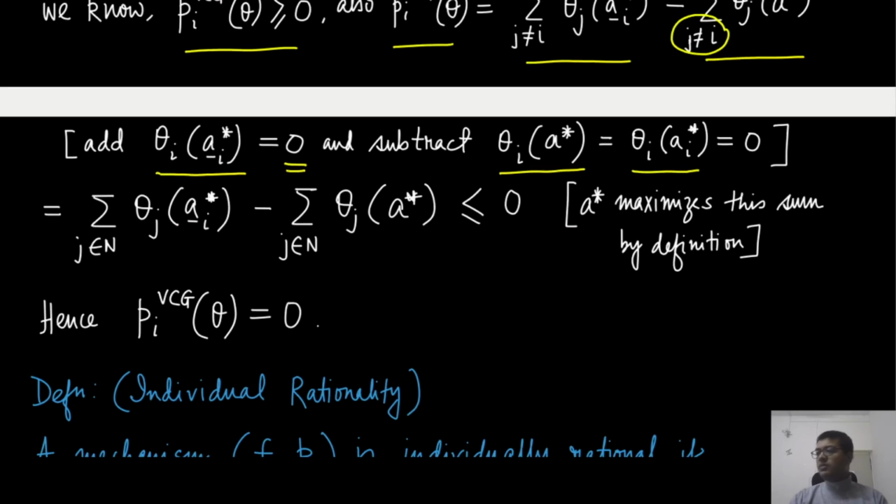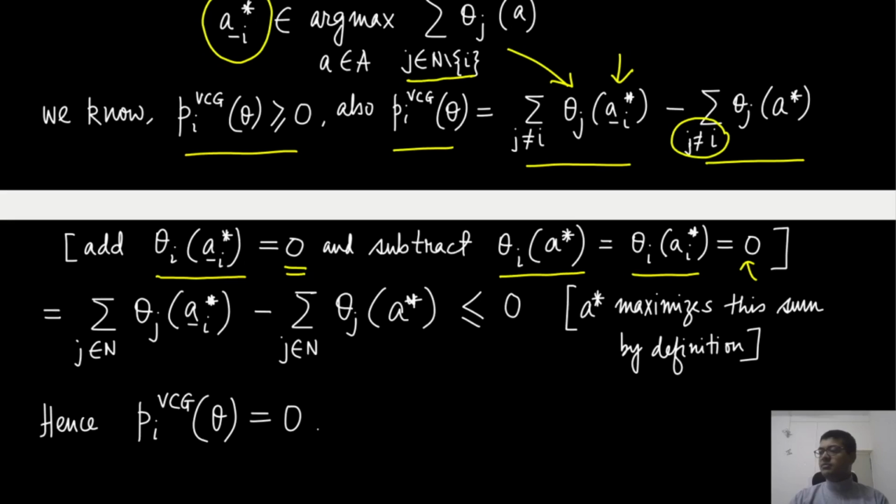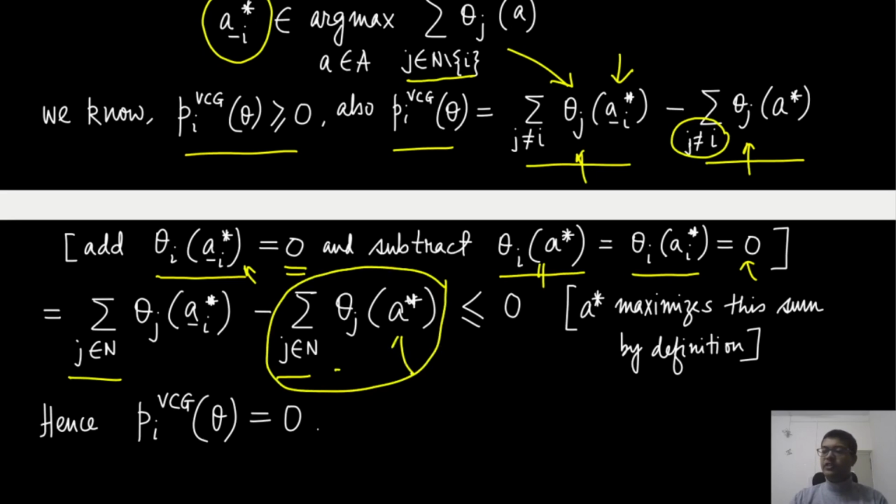So therefore, by our assumption that if someone gets a 0 bundle, the empty bundle, the valuation is going to be equal to 0. So we are adding this term in the second case, and the first term, that makes it the sum over all j in N. Now this term we already know, by definition, is the maximum because of the definition of a star. Whenever you are taking the sum of the valuation of all the players, a star maximizes it.